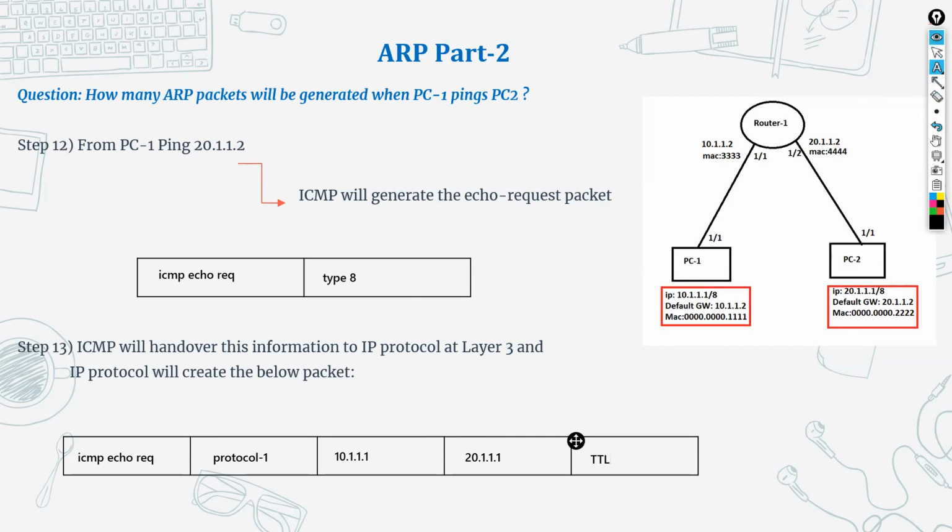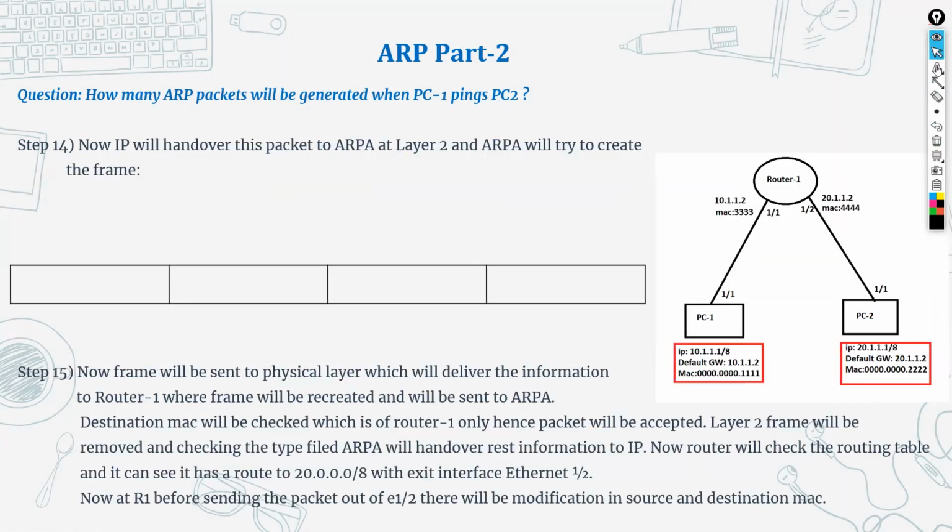Now IP is going to hand over this particular information to the ARPA protocol. So now ARPA will populate the information. So ARPA received the packet from layer 3. Now it is also going to keep a track of it. It will populate the type field, 0x0800 for IPv4. The source MAC is 1111, which is PC1 MAC.